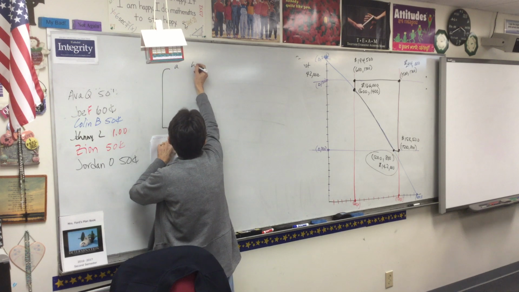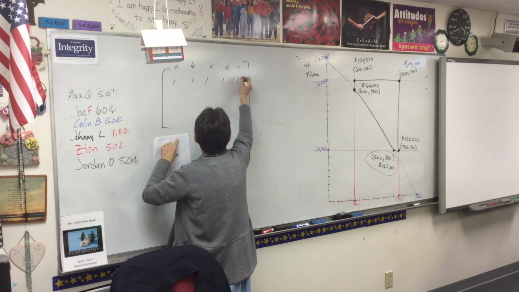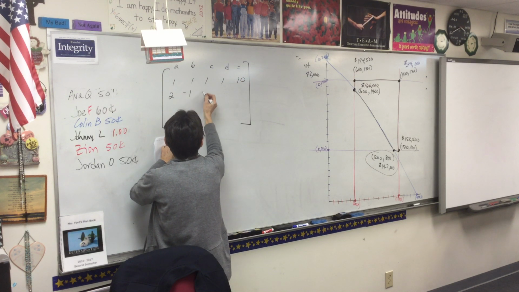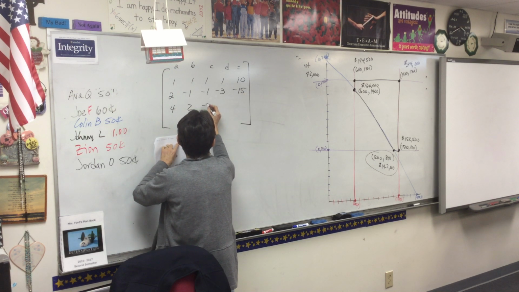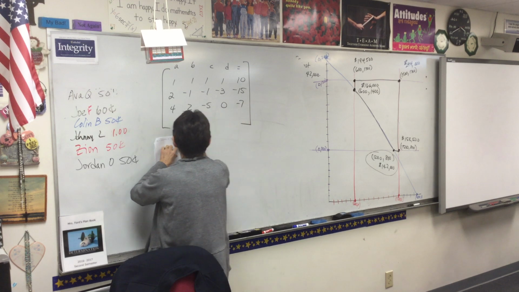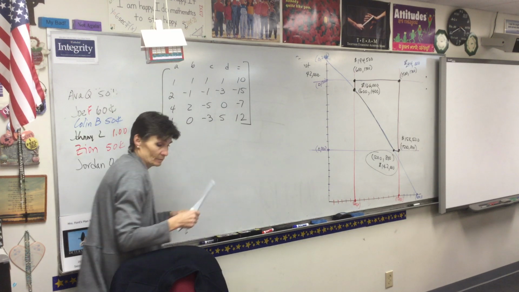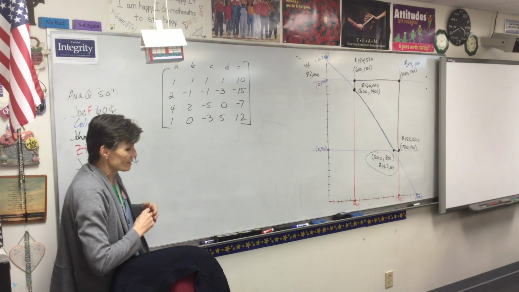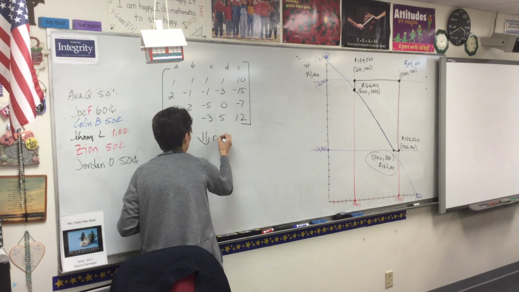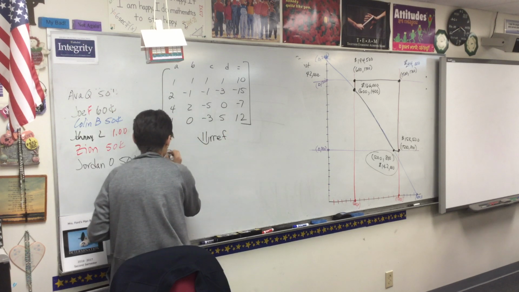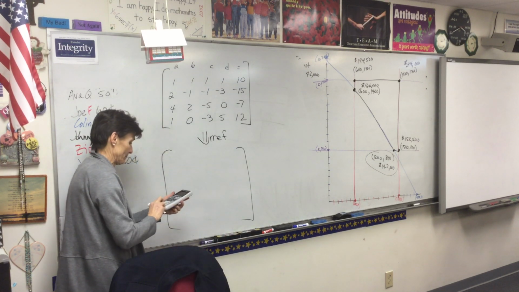All right, so here we go. We have A, B, C, D. So 1, 1, 1, 1, 10. 2, -1, -1, -3, -15. 4, 2, -5, 0, 0. Somebody found out on your quiz that if you type in one number wrong, you're going to have trouble. So please make sure that you got the zeros in the right spot, negatives in the right spot.